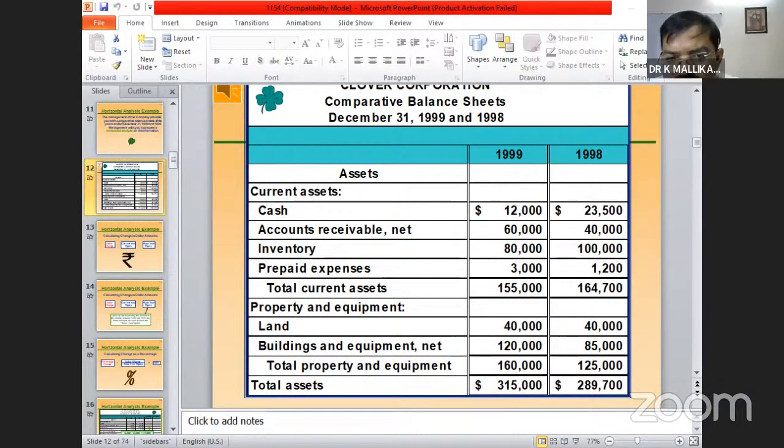So what we can do is 11,500 divided by the previous year amount, 23,500, into 100. So 48.9% is decreased. Very simple. This data is already given. Assets value, you know that. Previous year you know that. Current year you know that. You only add two more columns, that is the amount column and the percentage. How much percentage increase compared to the previous year?